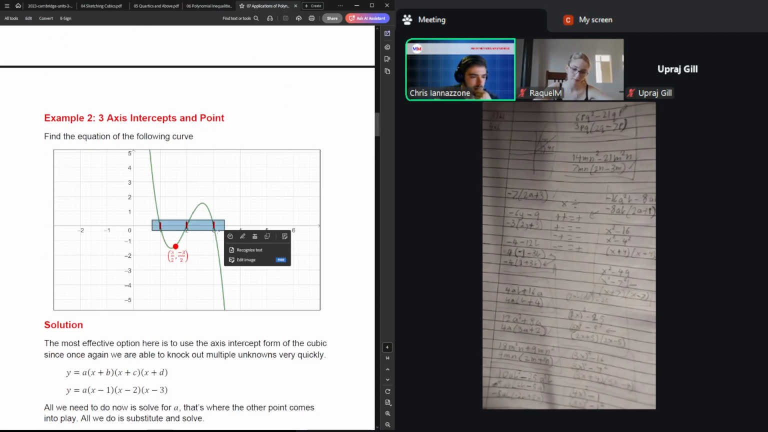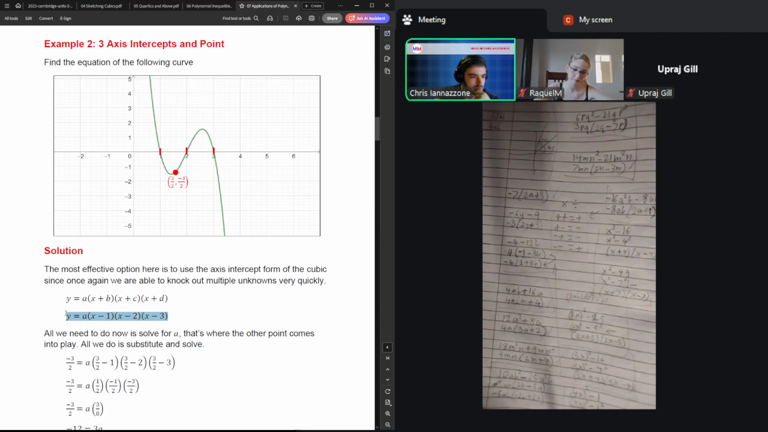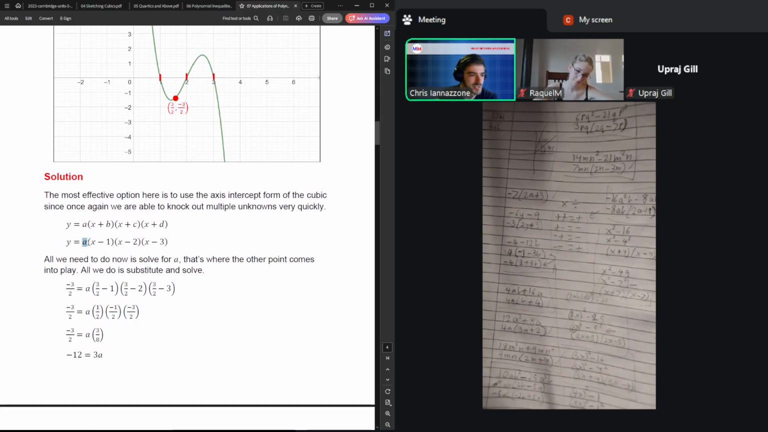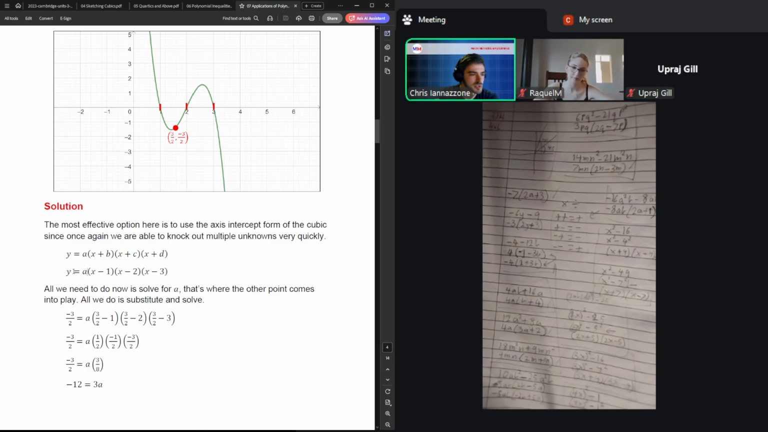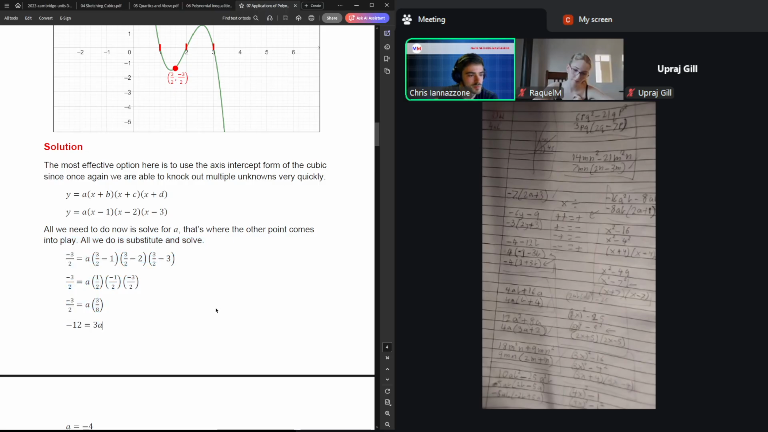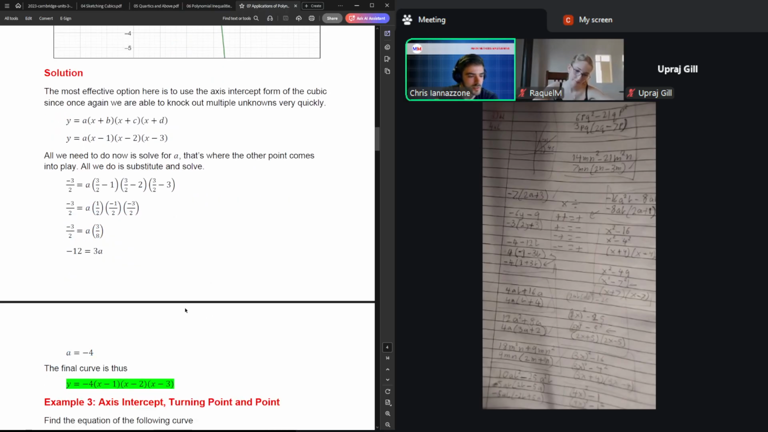If you have a bunch of axes-intercepts, you would probably want to use the axes-intercept form. So we're cutting at 1, 2, and 3, so we're going to smash those out really quickly: x minus 1, x minus 2, x minus 3. Once again, you have a on its own. You'll pretty much always have a at the end, and you'll pretty much always have another point that you can sub in. Sub in that last point, do whatever arithmetic needs to be done, and that's going to get you your a.